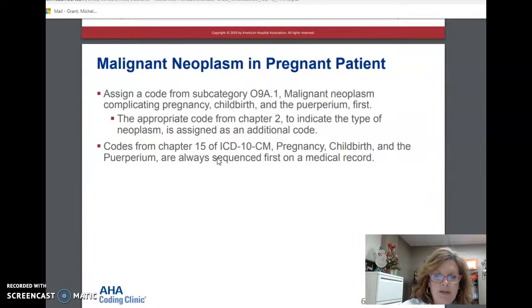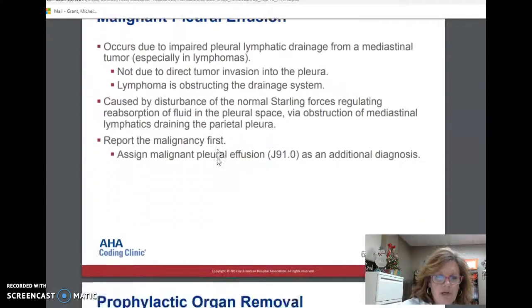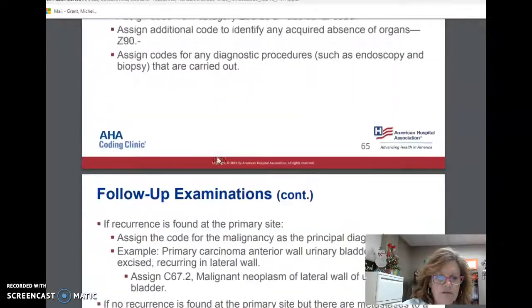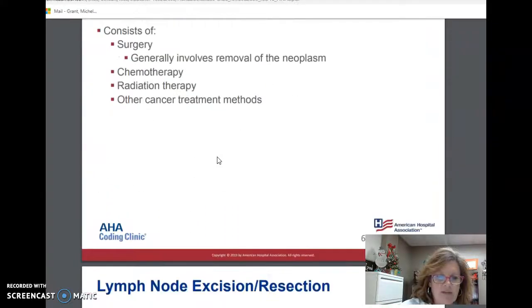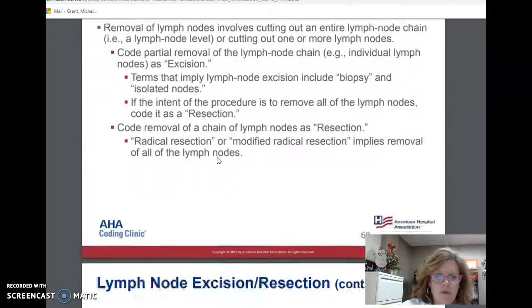Transplanted organs, I'm not going to get into that. Make sure you just read through these. Pleural effusion, follow-up exams. I talked about the absence. So again, history code, absence code.